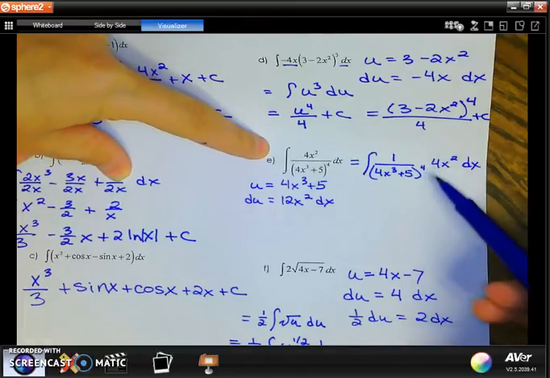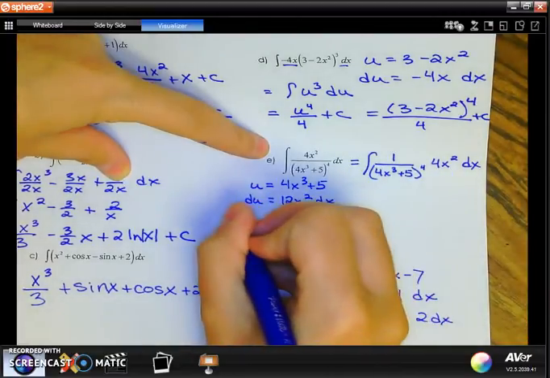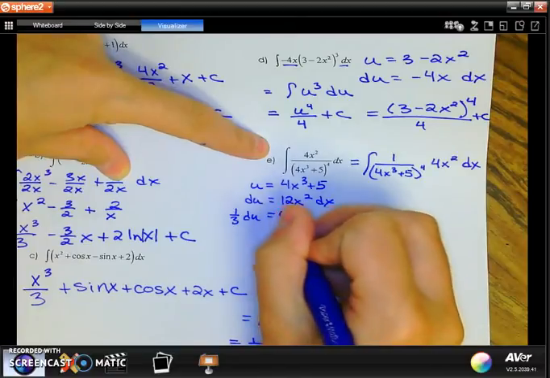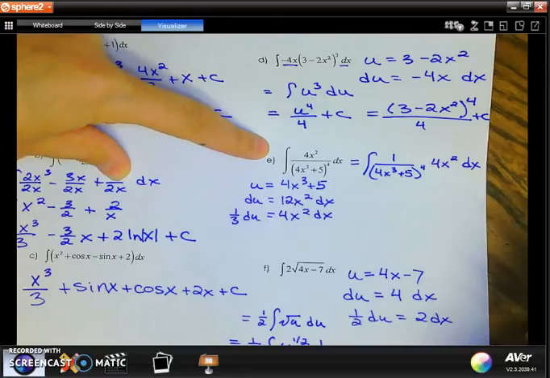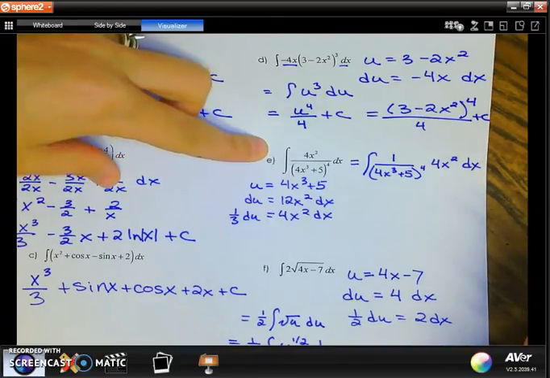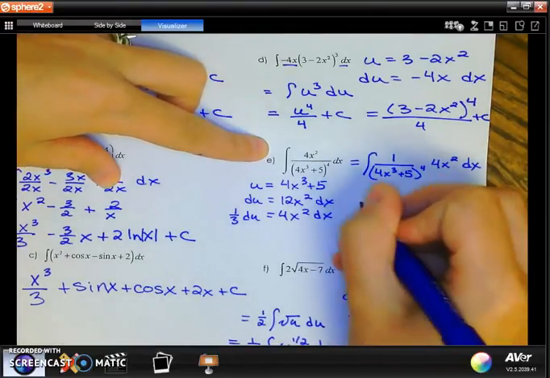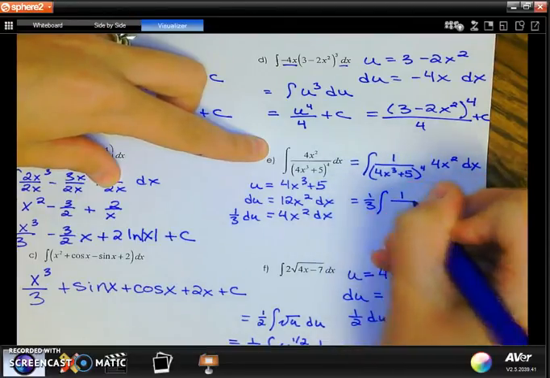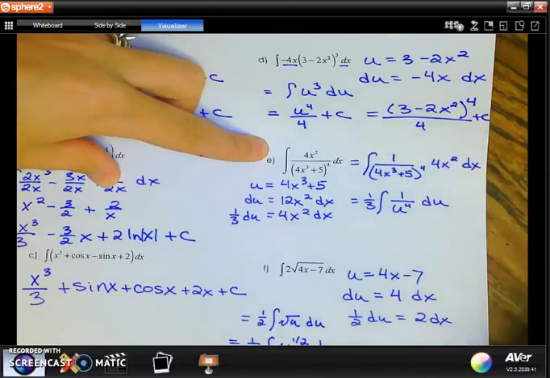Now, that's not exactly what I have going on over here, so I want to multiply that by 1/3. 1/3 du equals, if I divide that by 3, I get 4x squared dx. That's exactly what I want. So now I'm able to integrate. When I integrate, I like to pull the 1/3 out front, so this is now going to be equivalent to 1/3, the integration of 1 over u to the 4th du.